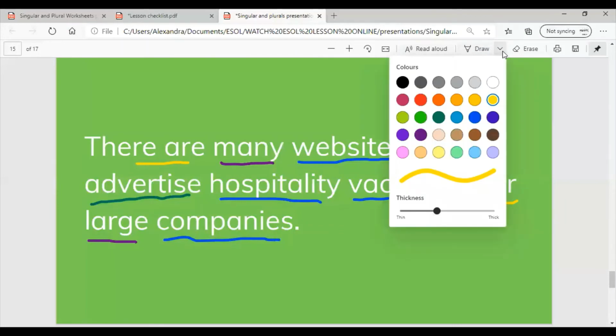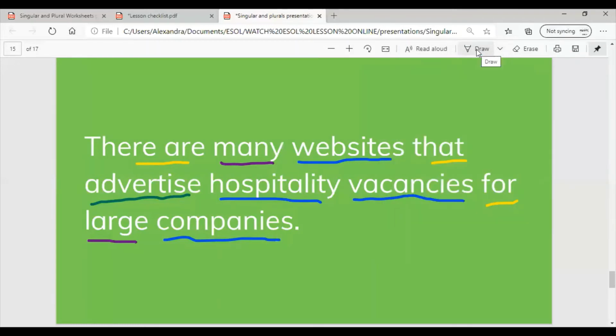Okay, and we're now going to look for the plurals in the sentence. So remember, we're looking maybe for the S on the end of words, or the IES or the VES. Think about what we've just looked at, and we're going to look at our nouns. So websites, is this a singular or plural? We've got the S on the end of website. So we know that this is a plural because there's more than one website.